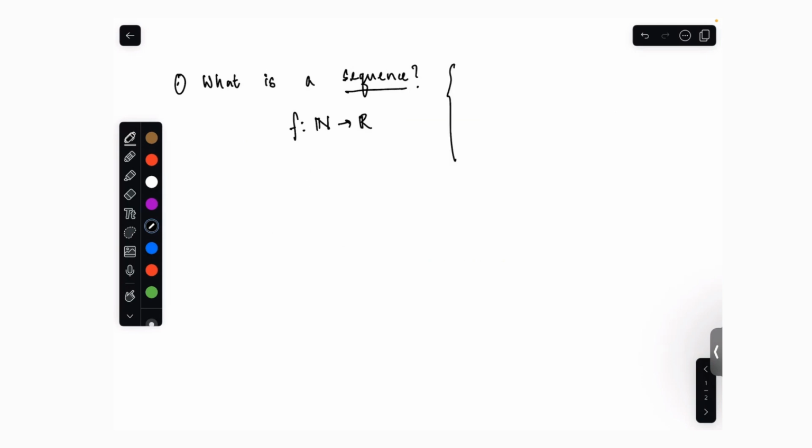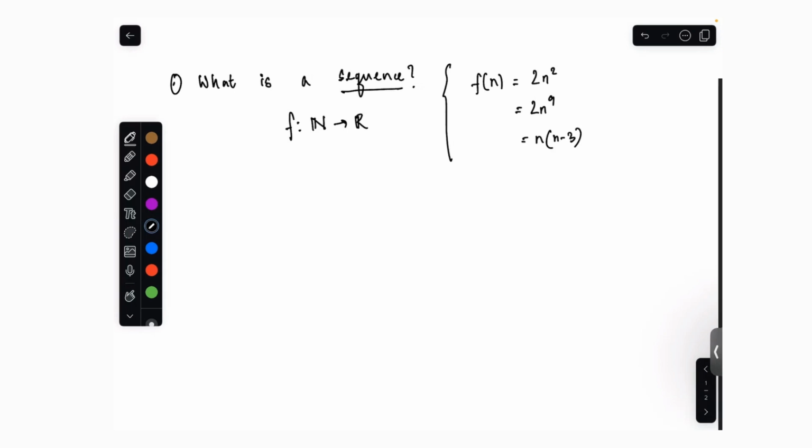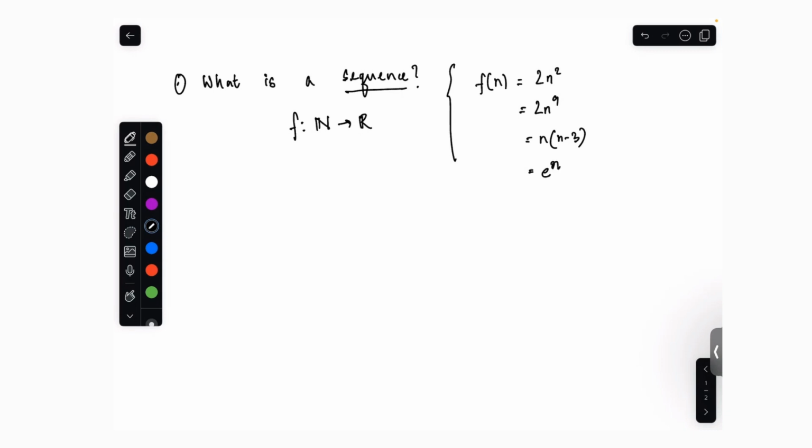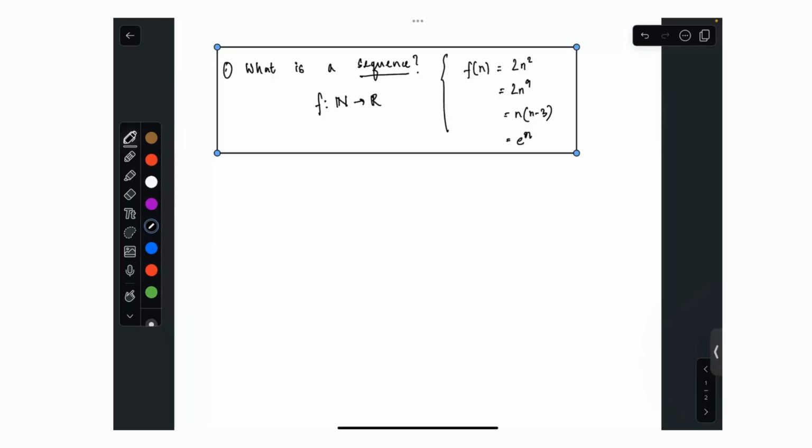Since it's a function, it's really easy to understand and easy to write down because we are very familiar with functions from our school days. So you can write f of n as a function. It's like you can say 2n squared, or 2 of n to the power 9, or n into n minus 3. You can do various things, or you can also say e to the power n. This is what a sequence is all about: a function from natural numbers to real numbers, mapping each and every single element of the natural numbers to a real number. You have seen some examples.